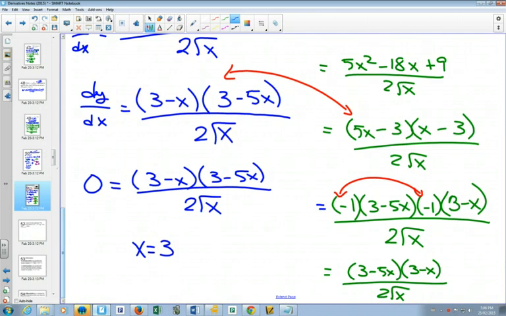Top will equal 0 either when x is equal to 3, because that would make the first one 0, and 0 times anything would still be 0, or when x is equal to 3/5, because that would make the second one 0. And those are the 2 points where it's equal to 0. So I'm going to load this up on GeoGebra.